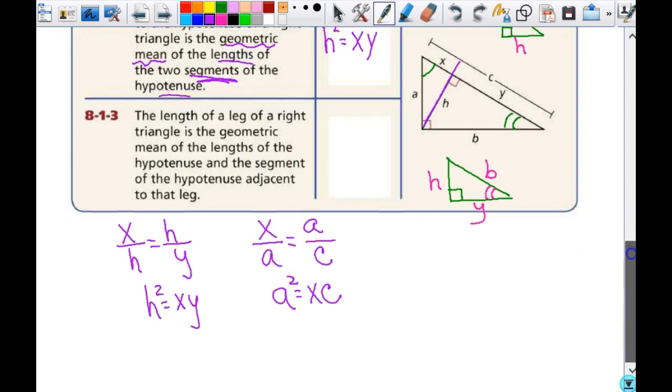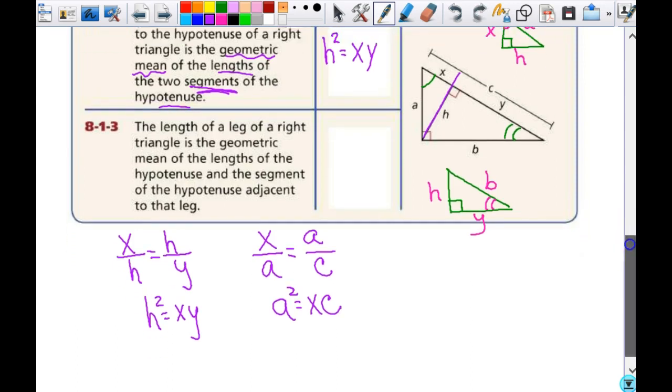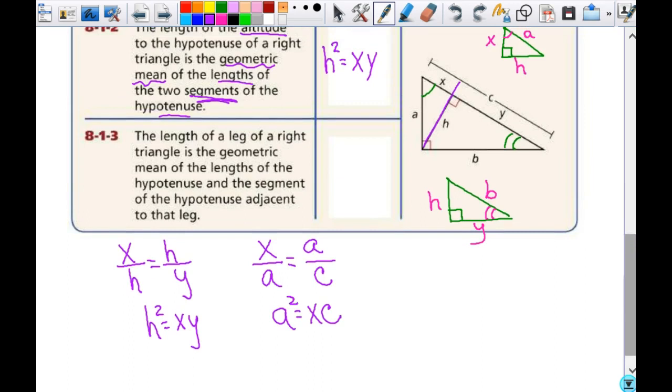Now, one more before we go look at this rule. Let's look at y in the medium triangle. It corresponds to what in the big triangle? B. And then b in the medium triangle corresponds to what in the big triangle? C. Right? So this is going to give me b squared equals y times c.